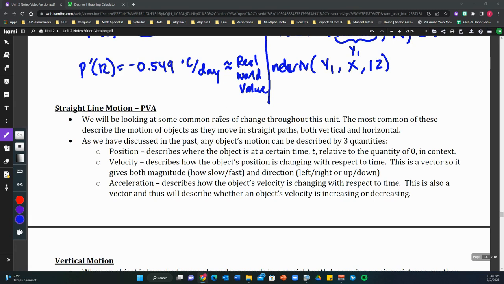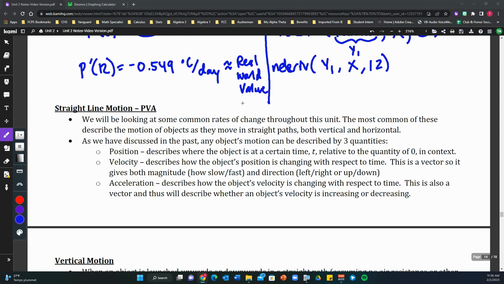Within the system of calculus, there are really two kinds of motion that we talk about, but they both revolve around motion within a straight path. Sometimes we look at that change in a horizontal direction, other times in a vertical direction. So that's what we're going to focus on through this unit. We're going to be looking at common rates of change throughout this unit. Again, the most common of these describes the motion of objects as they travel in straight paths, and that covers both vertical and horizontal.